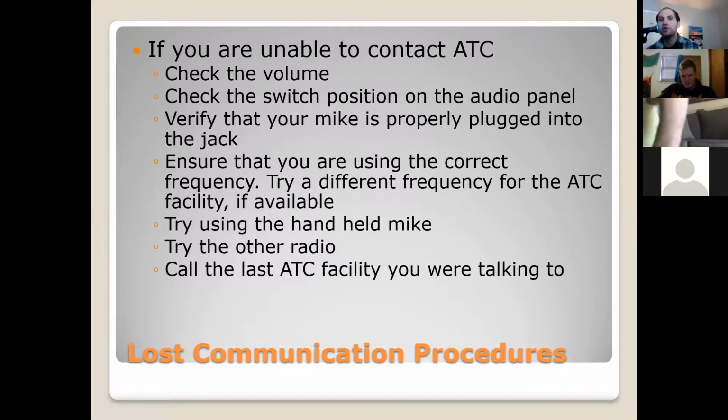These are more troubleshooting items. Remember, your real procedures for lost communication would be the C's. And then remember that there's a transponder squawk of 7600 if you've lost your communications. So if all of these troubleshooting items are not helping you enough, you might need to squawk 7600 to let ATC know that you're having issues. So this is us covering ATC communication issues.